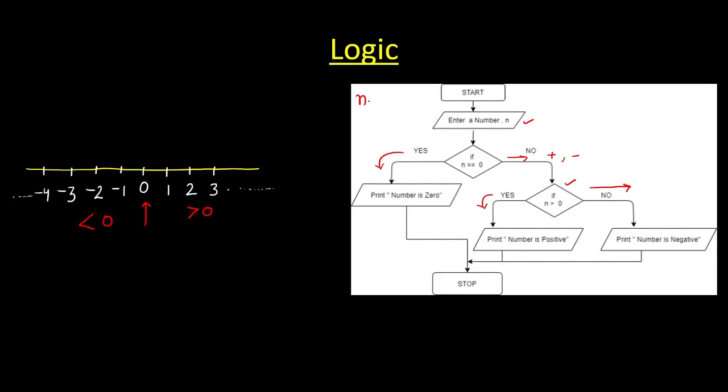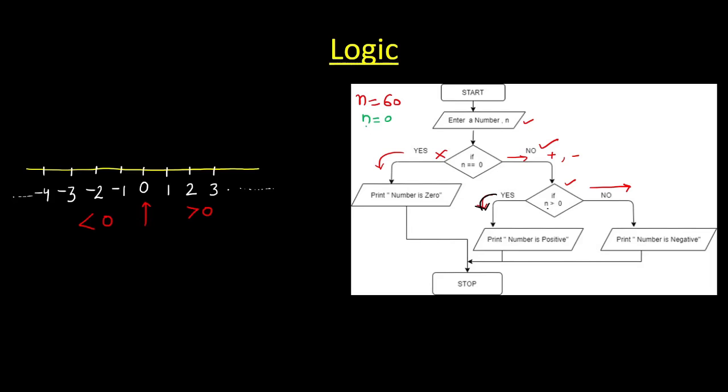So suppose your number is 60 and 60 is a positive number. If n is 60, we will check if 60 is equal to 0. We will say no, 60 is not equal to 0, so we will not go to the yes path. We will come to this no path, and here again we will check whether that number is positive or negative. 60 is greater than 0, that means we will come to this yes path, and here we will say number is positive. That means 60 is positive and we will stop.